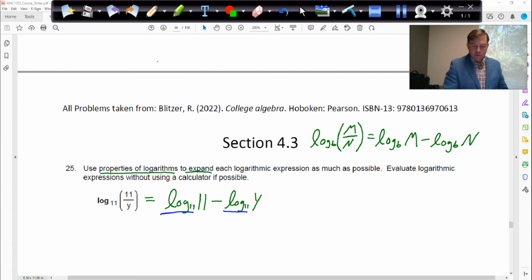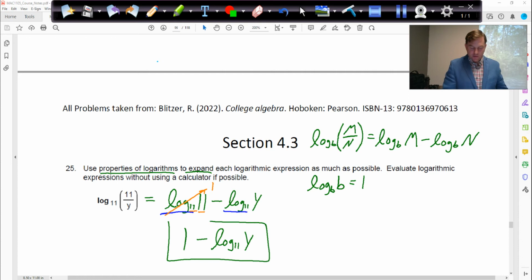Okay, then the only other thing we need is this one. If you have the log base b of b, that's equal to 1. So if you notice, this 11 and 11 match, so if you get these two to match, the whole thing will just become 1. So the final answer for this one would be 1 minus log base 11 of y. And that will be the final answer.